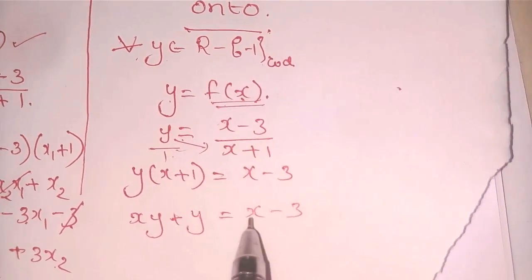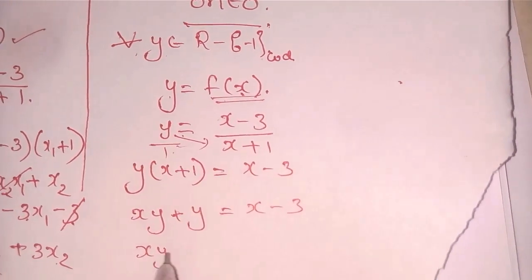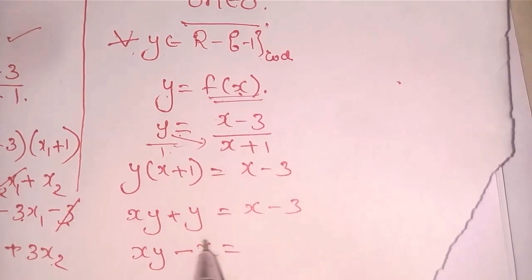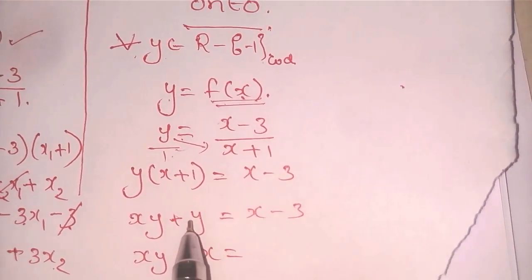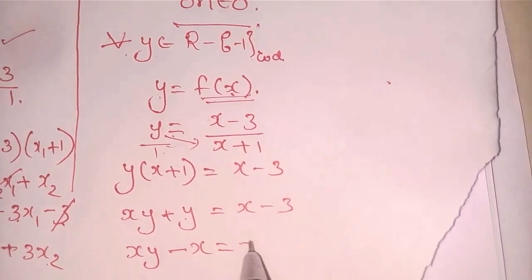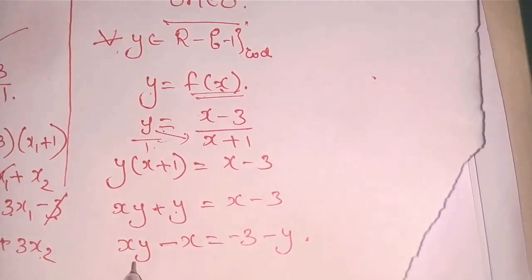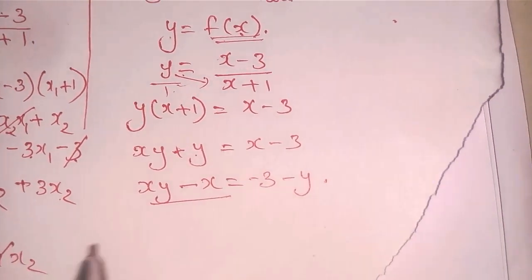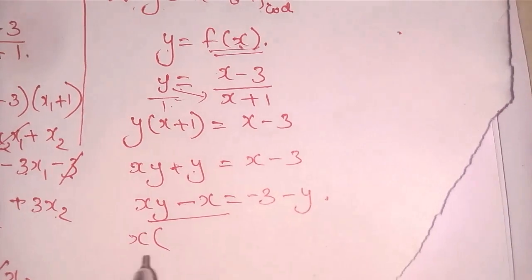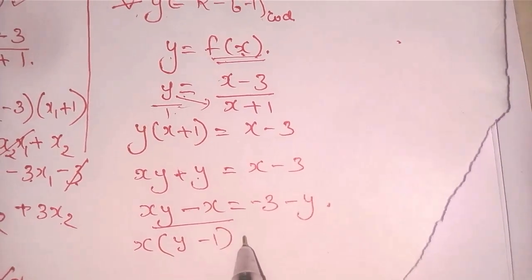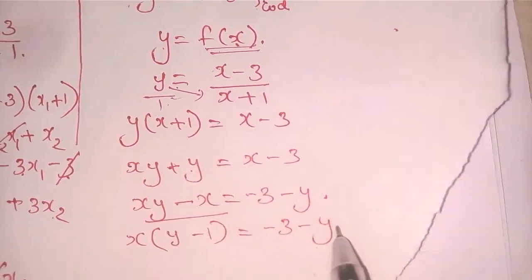All x terms I am taking to the left side. So xy minus x, this plus x moves to this side and becomes minus x. Then plus y I am taking to this side, so minus 3 minus y. From the left side, what can we take commonly outside? x we can take commonly outside. So x(y - 1) is equal to minus 3 minus y.